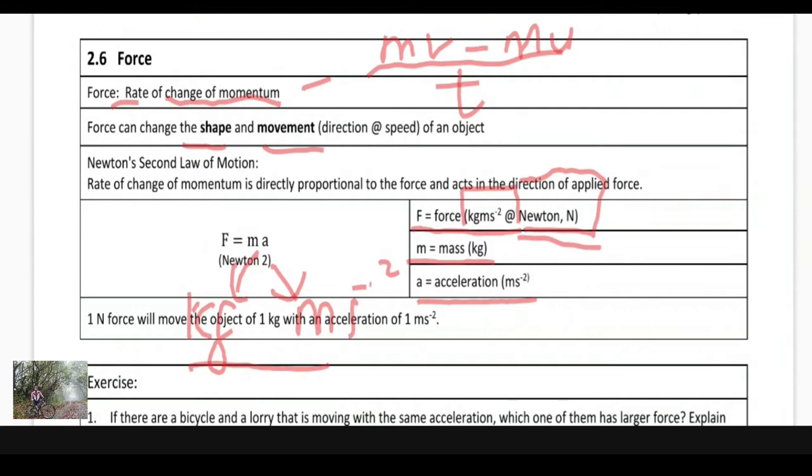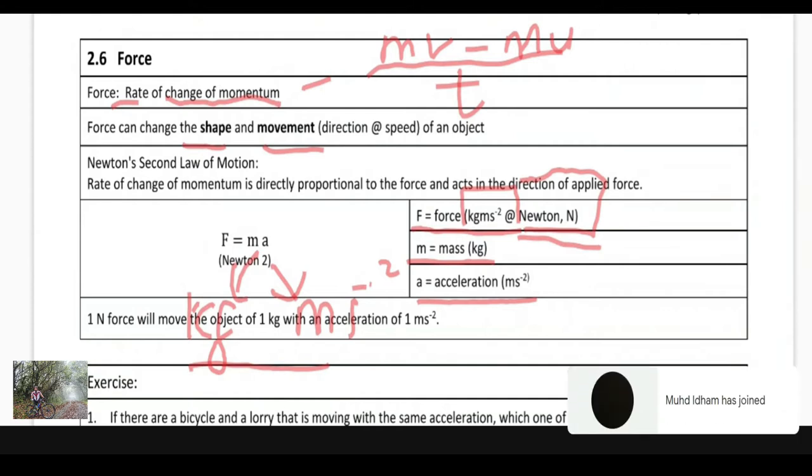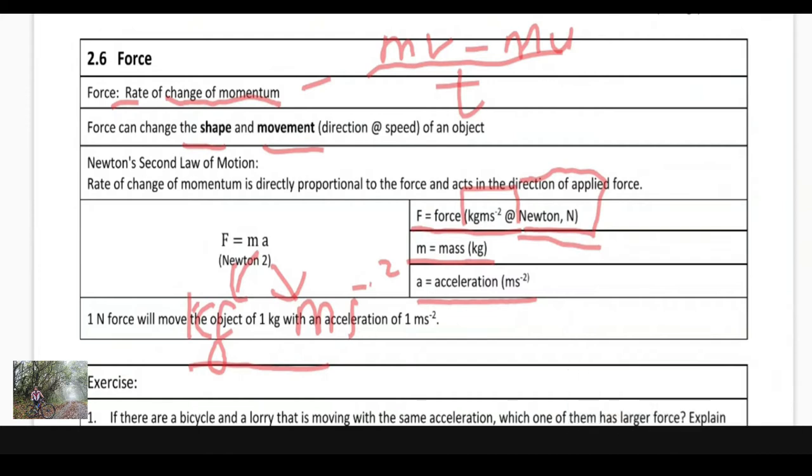Okay, is it clear? Try to write a little in the chat box, is it clear how you get the unit for force, F equals kg meter per second squared? Okay, normally we are using newton as the unit for force.